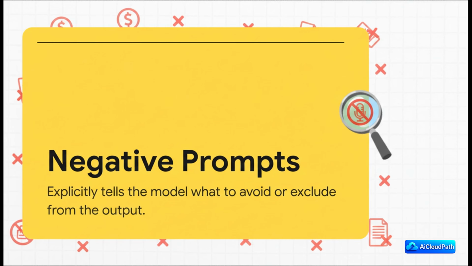It's not always about telling the AI what to do. Sometimes it's just as important to tell it what not to do. And that's exactly where negative prompts come in. They add a ton of precision by setting boundaries. For instance, you could ask for a simple explanation of a topic and then add, do not use technical jargon. This is such a key tool for really fine-tuning the output.